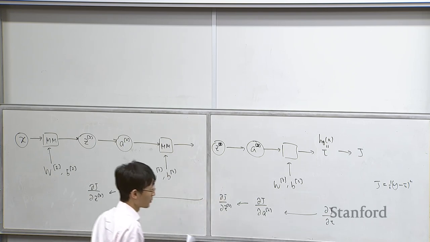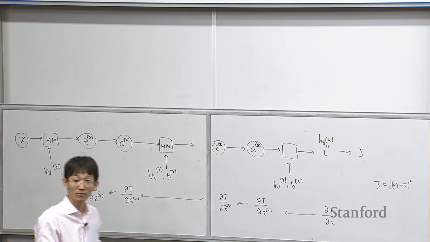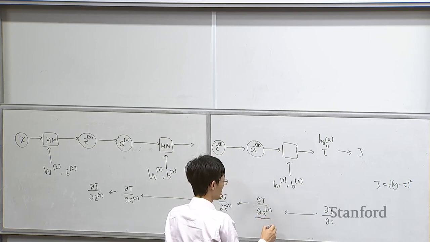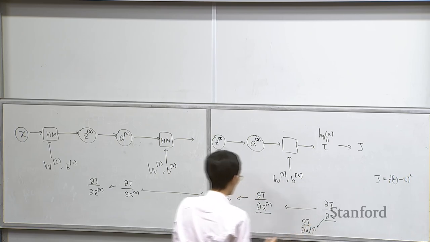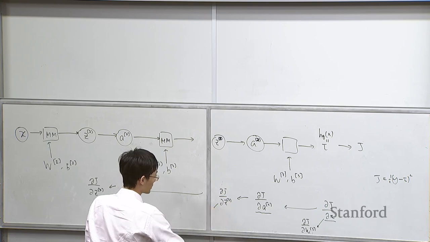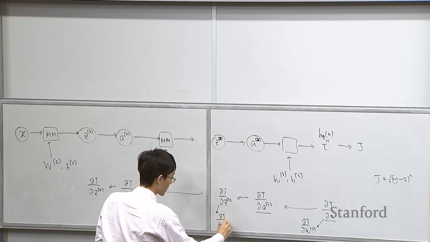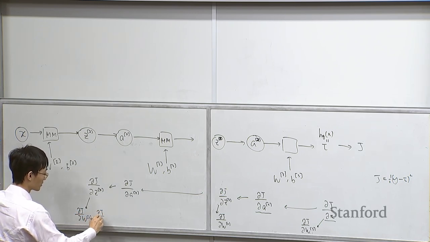There's also another thing: this is only about the derivative with respect to activation. You can also compute the derivative with respect to the weights. If you know this quantity, then you know how to compute the derivative with respect to the last layer weight. From this quantity you know how to compute the derivative with respect to W2, and from this quantity you know how to compute the derivative with respect to W1. And also the same thing for the b's.